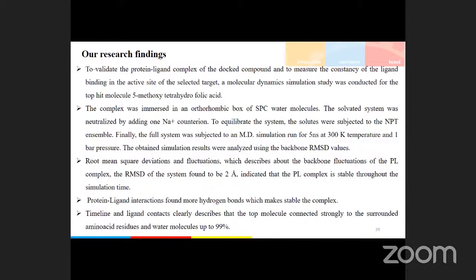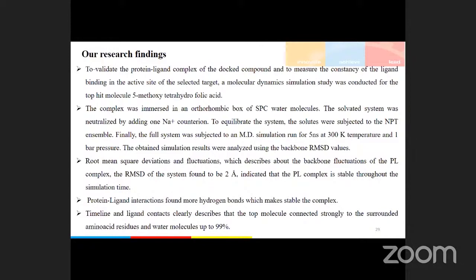To equilibrate the system, the solutes were subjected to the NPT ensemble. Finally, the full system was subjected to an MD simulation for 5 nanoseconds at 300 Kelvin temperature and 1 bar pressure. The obtained simulation results were analyzed using the backbone RMSD as well as RMSF values. That graph or bar diagram I will show after this. The root mean square deviation and fluctuation, RMSD and RMSF, describe the backbone fluctuations of the protein-ligand complex.